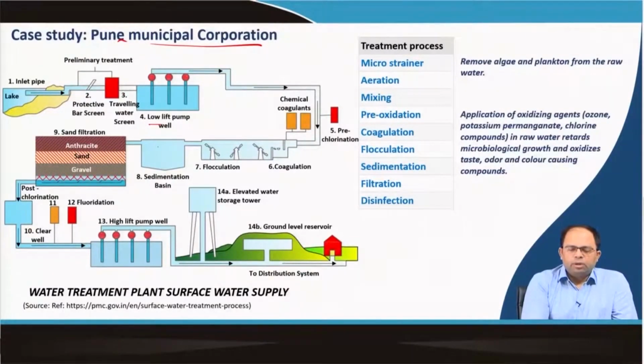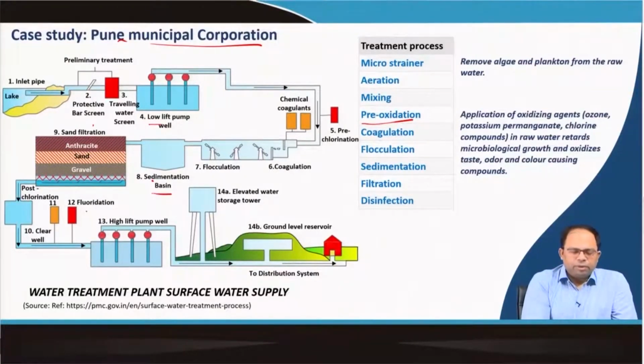a reservoir. Using the low lift pump, it is then sent where pre-chlorination, or you can say pre-oxidation, is done, and then it is mixed with chemical coagulants, and then flocculation happens. Then we have a sedimentation basin, then sand filtration. The sedimentation basin is separate, this is not a clarificator, these are separate units. Then sand filtration is done. We have different layers, and then post chlorination is done.